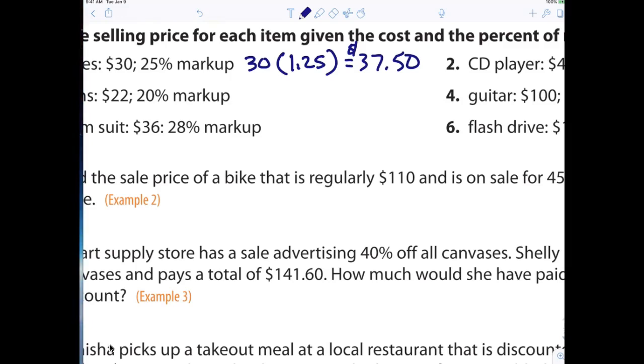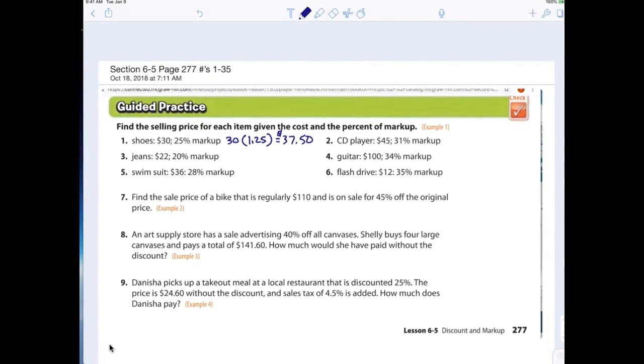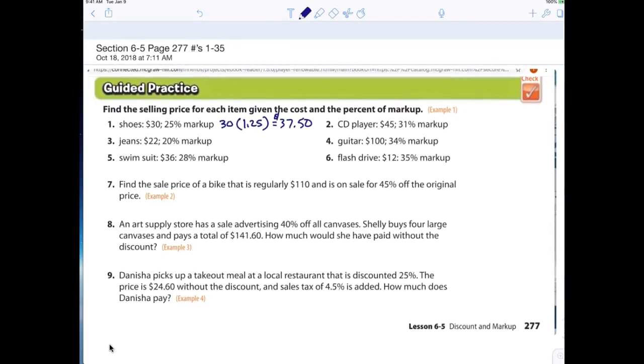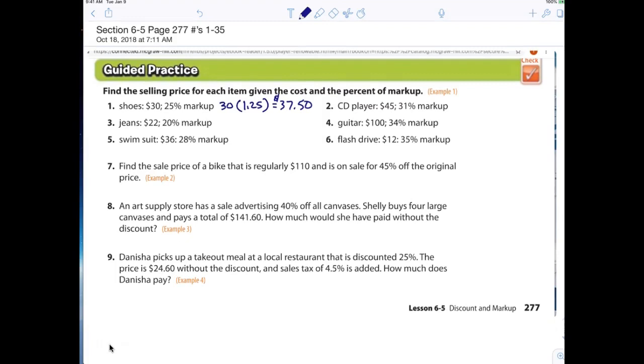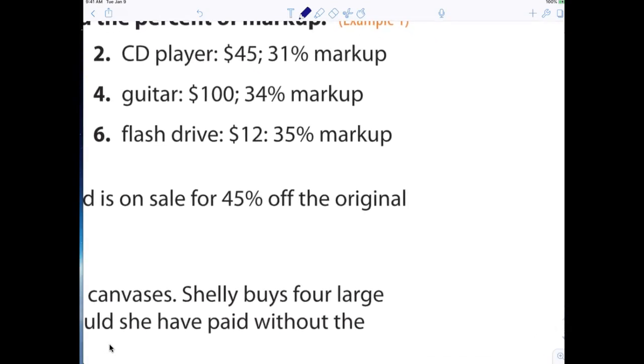Thomas. I didn't get the section. 6.5. Come on, hurry up. Page 277, 1 through 35. All right, here we go. Number 2 is where we're at. I don't care what numbers. Come on. Carter, what's up? Number 2. How do I do this?